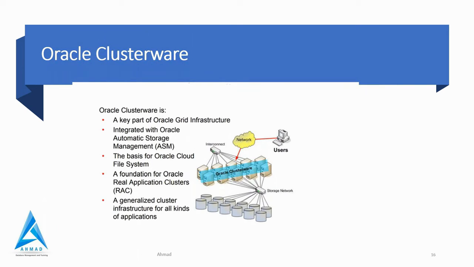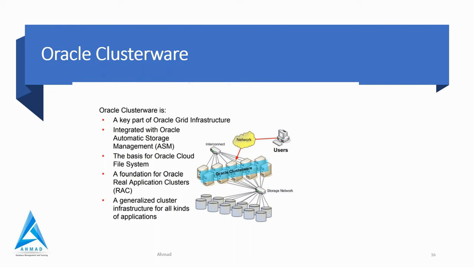Now come to more detail in Oracle Clusterware. Oracle Clusterware is a part of grid infrastructure, so that's why it is a must. When you install grid software, it will come into the picture. It also contains Automatic Storage Management, ASM, and Oracle file system. So these two things will be there.